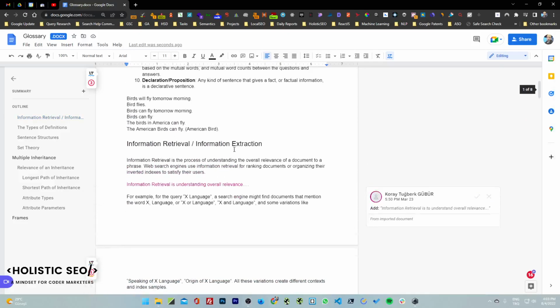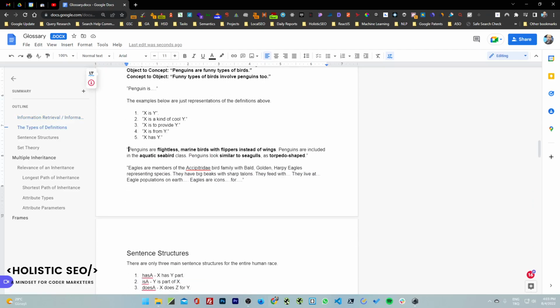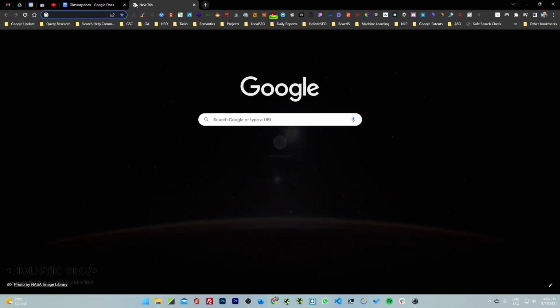Okay, so today we will start from this definition, and according to this definition, there are actually just three sentences here. It starts with: the penguins are flightless marine birds with flippers instead of wings. Penguins are included in the aquatic seabird class. Penguins look similar to seagulls as torpedo shaped. So there is one thing here that actually you can do.